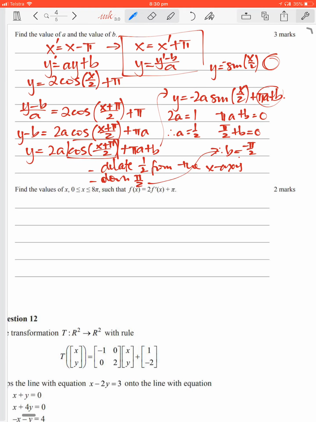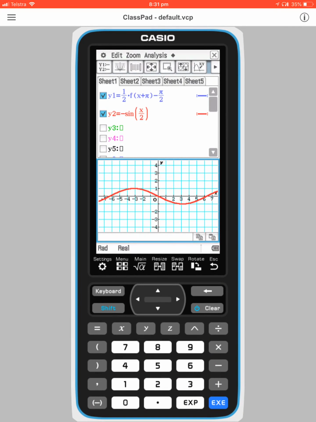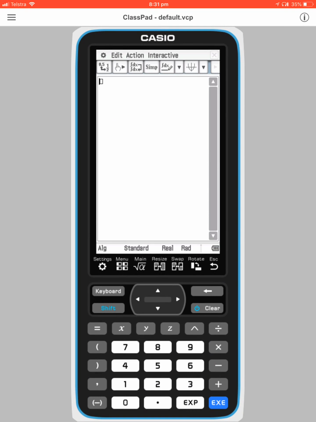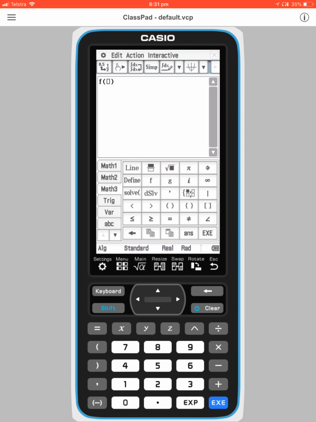Find the values of x such that f of x is equal to 2 times f dash of x plus pi. Okay, so you can just do that on the CAS. So f of x equals 2 times f dash of x, which is f of x plus pi.